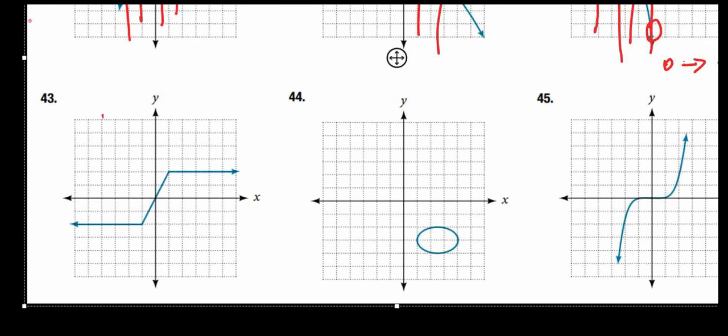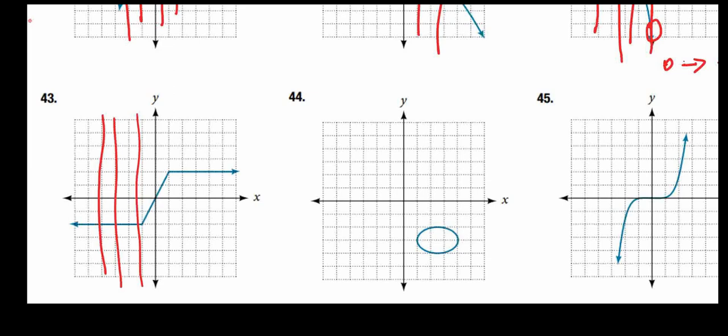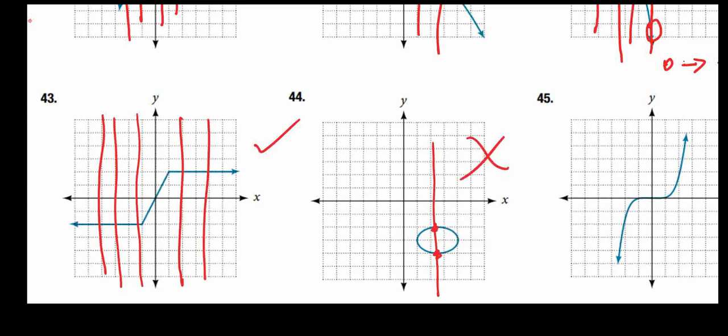Question 43, draw a vertical line. It cuts through at one point each time. This is a function because the vertical line cuts through the graph at just one point. Okay, let's look at question 44. Draw a vertical line. You can see it cuts through at two different points. This is not a function.